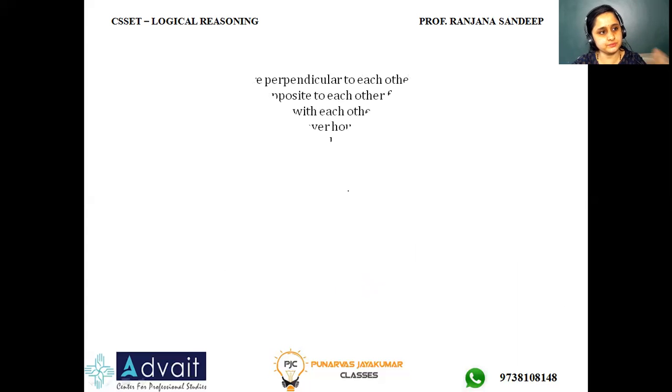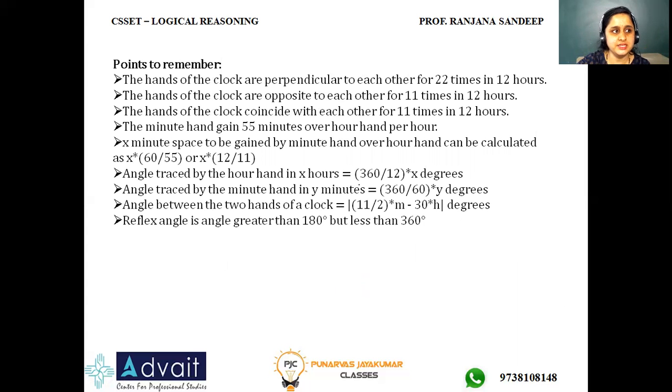So next, points to remember. The hands of the clock are perpendicular to each other. I mean, they have given the frequency in 12 hours. In 12 hours, how many times are the hands of the clock perpendicular, and how many times are they opposite to each other? When I say perpendicular, the angle is 90 degrees. When I say opposite to each other, the angle is 180 degrees. The hands of a clock coincide. When I say coincide, the angle is 0 degrees. So here they are talking about the frequencies of coinciding, being in a straight line, or being perpendicular.